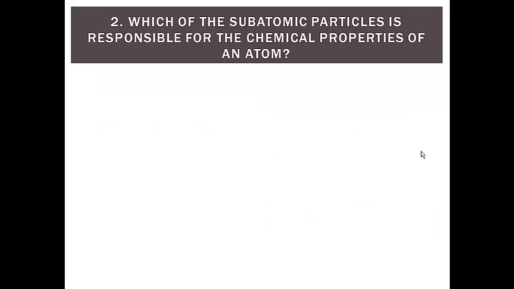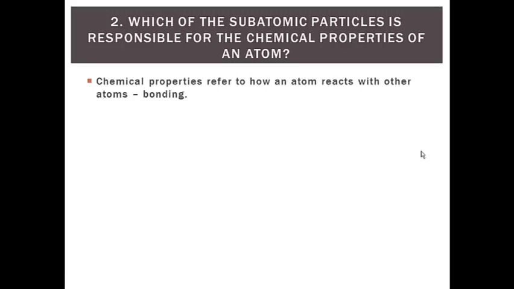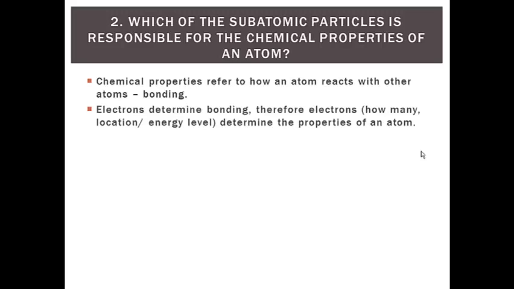Which of the subatomic particles is responsible for chemical properties of an atom? So again, subatomic, smaller than an atom. So chemical properties are referring to how an atom reacts with other atoms, which is bonding. Now, whenever we worry about bonding, we're always looking at the electrons. So therefore, electrons, which is how many of them, the energy level, these are what determine the properties of an atom.